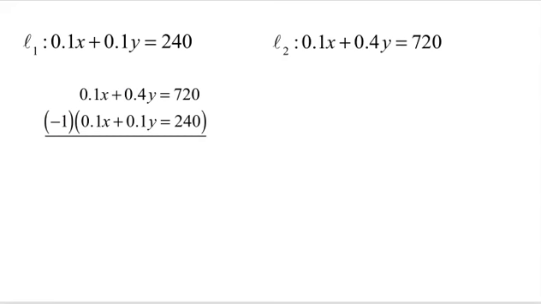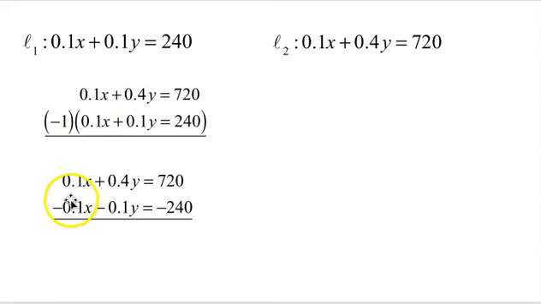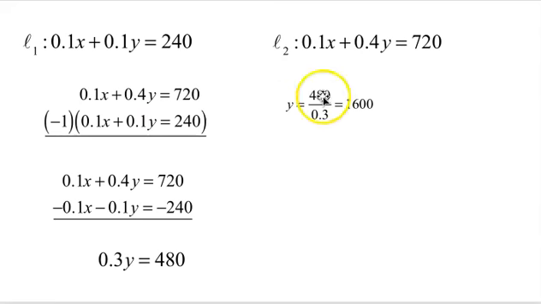So the first equation stays the same. Second equation becomes negative 0.1x minus 0.1y equals -240. So if we add these together, the 0.1x's cancel. 0.4y minus 0.1y is 0.3y. 720 minus 240 is 480. Divide both sides by 0.3, and I get y is 1,600.